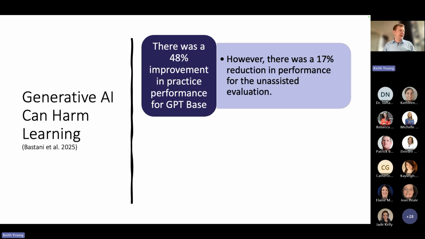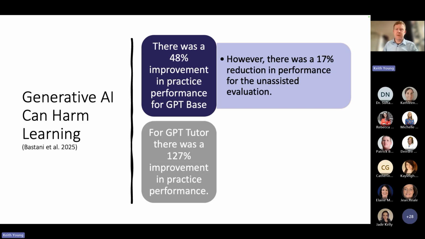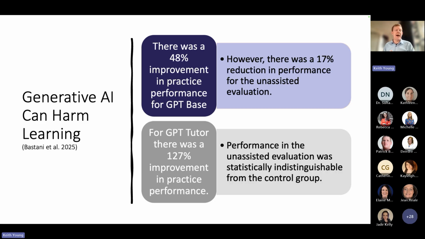And this was presented recently as though that was the test case. There was the control group and there was this one. There wasn't. There was a third test case. And the third test case was a very tailored model that they called GPT Tutor. For this test case, there was a 127% improvement in practice performance. And then when they took it away, they were statistically indistinguishable from the control group.